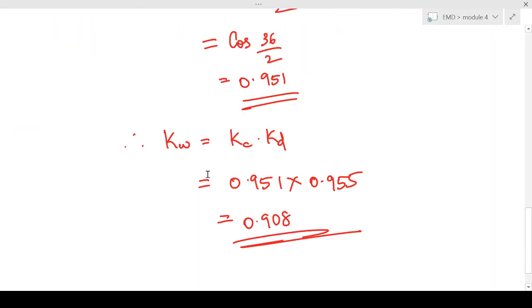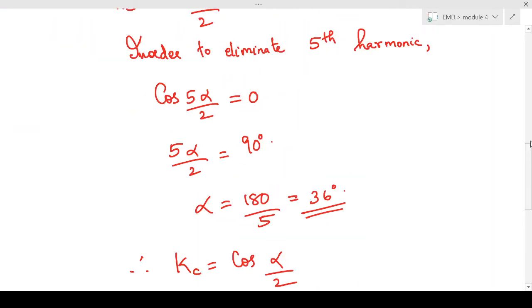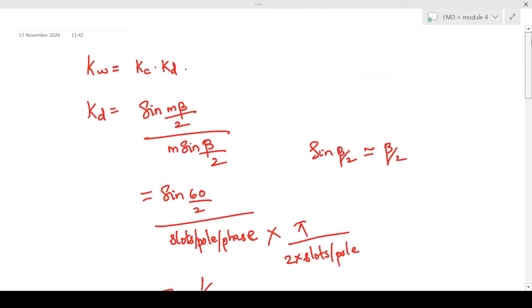You know that the value of Kw, that is the winding factor, is equal to Kc into Kd, where Kc is the coil span factor and Kd is the distribution factor. And Kd is given by sin(m beta by 2) divided by m sin(beta by 2), where m is the slots per pole per phase and beta is the slot angle, that is equal to 180 degree divided by slots per pole. The phase spread is given, that is 60 degree. So 60 degree phase spread means m beta is equal to 60.